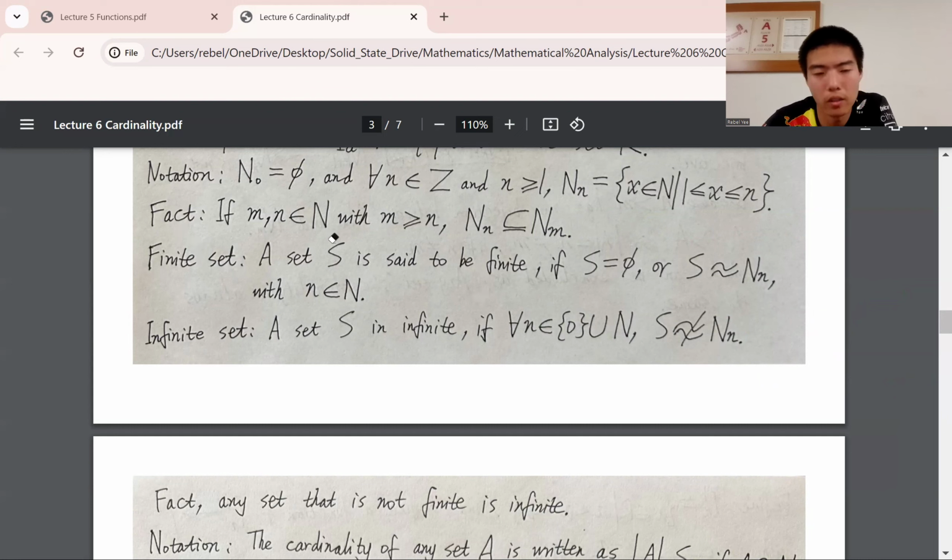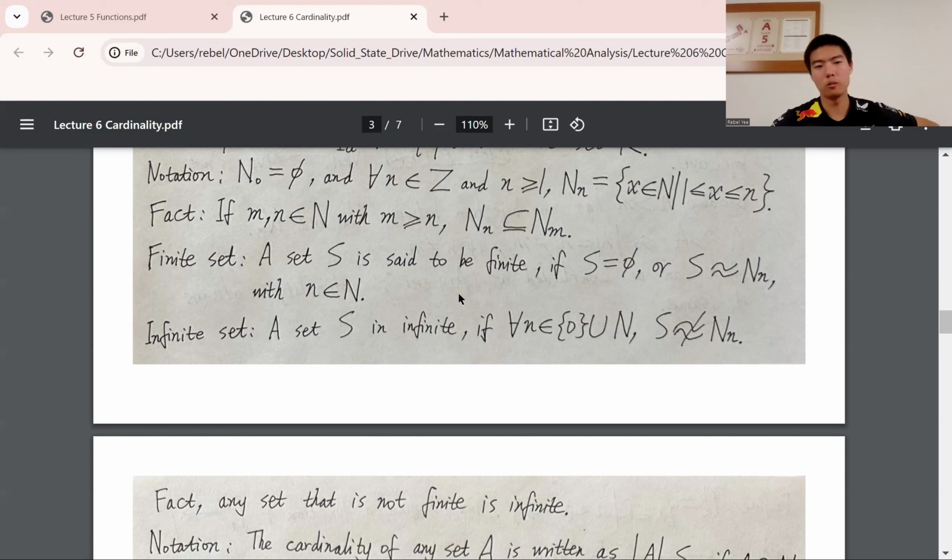And this is our definition here for what capital N_n is. And there's a fact: if m and n belong to the natural numbers and m is greater than or equal to n, then N_n is a subset of N_m.